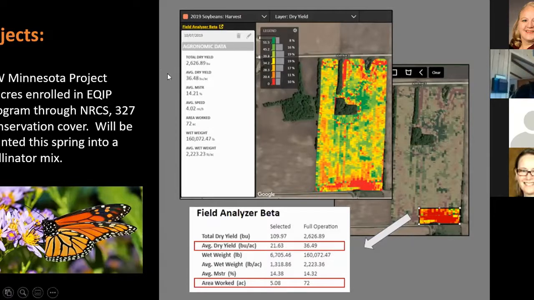Like I mentioned, after looking at numerous years of data and seeing this spot continue to light up red, this individual decided they wanted to do something different. After a couple different applications to enroll into EQIP and 327 conservation cover, which I'm sure Alan will talk about more next week, it was accepted, and that will be planted this spring into a pollinator mix.